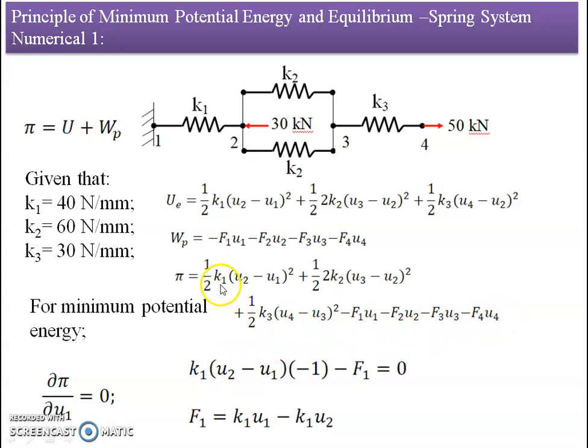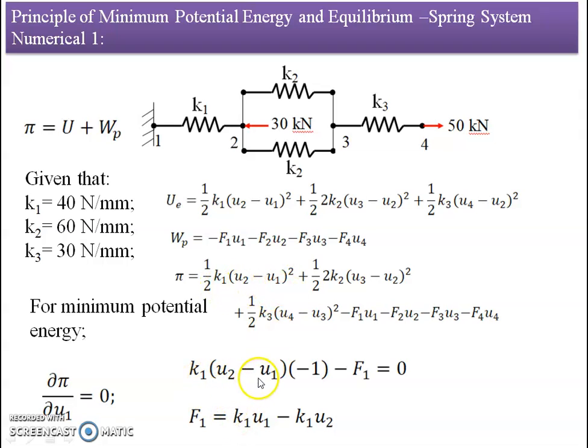Now, when I apply the concept of minimum potential energy, what do I have to do? I have to take the first derivative of this equation and minimize with reference to the unknown displacement components. That's why ∂Π/∂u1 equals 0. If I take the derivative with reference to u1, the 2 will come down, 2 by 2 gets cancelled. What remains here is K1 into (u2 minus u1).